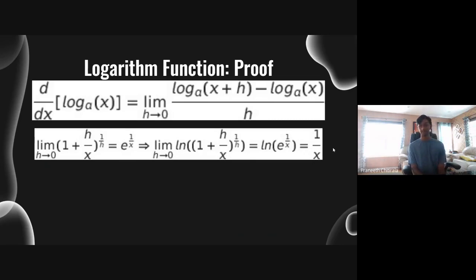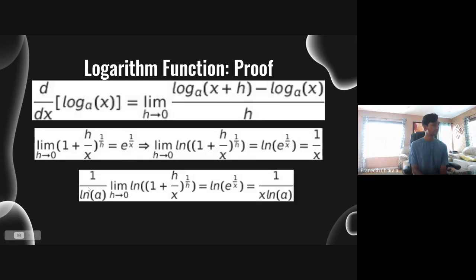But we're not done yet. We still have that 1 over natural log of a from before. I forgot to include this constant here, but multiplying this constant by 1 over x gets you 1 over x times natural log of a. And that's how you get the derivative of log base a of x with respect to x.